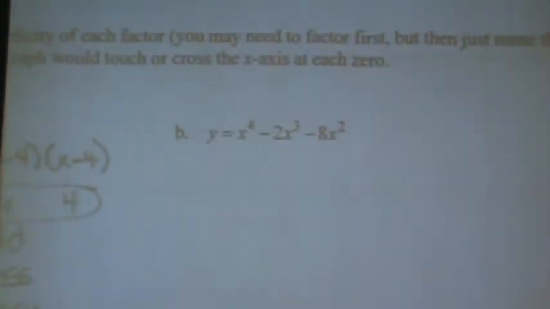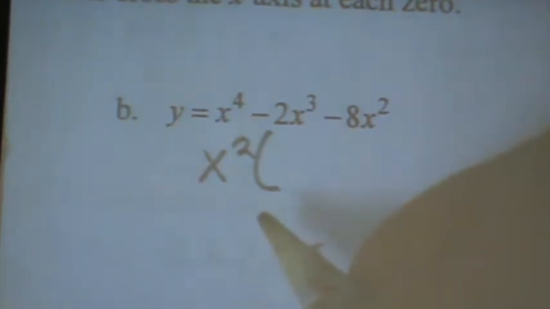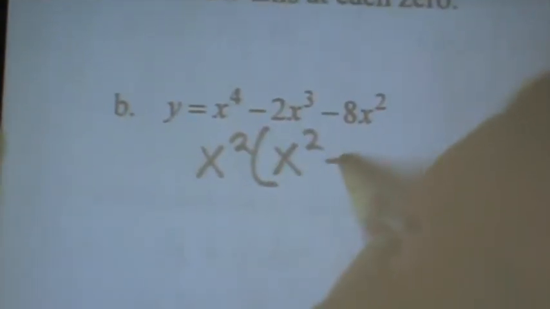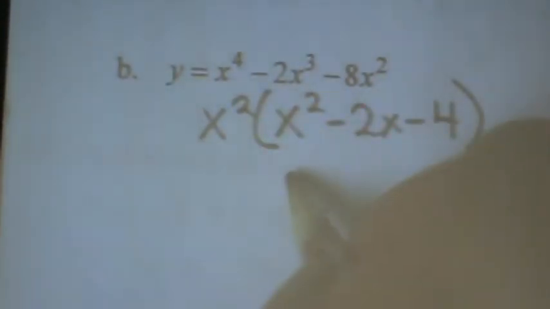What if it's not factored for you? What are you going to do? You factor it yourself. What's the GCF? X squared. So I already know that 0 is a zero, and I know that it's going to touch at this 0 and not cross through. Why? Because the multiplicity of this is even. But I'm not done with this. I have to factor it. How do I factor this trinomial right here?